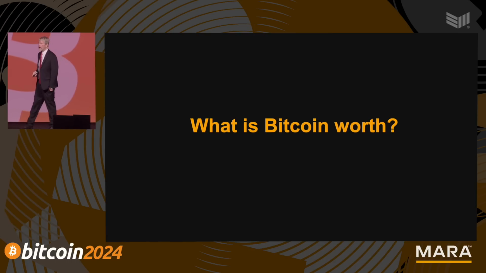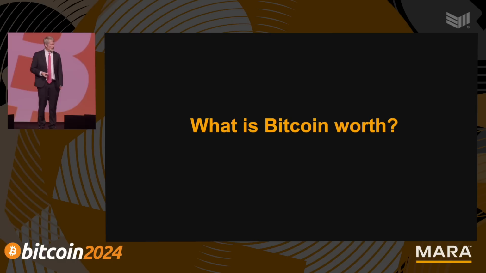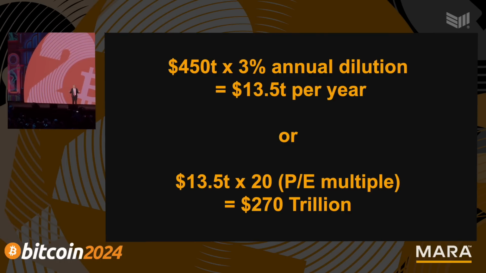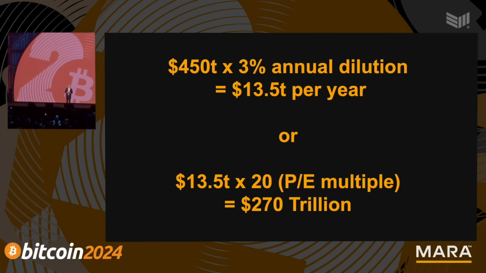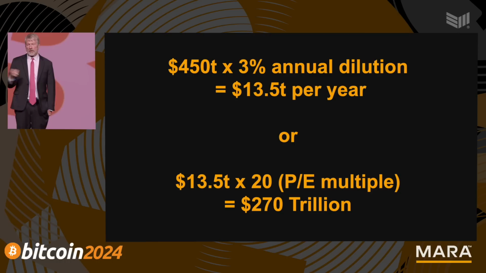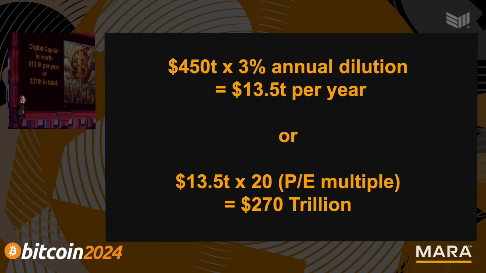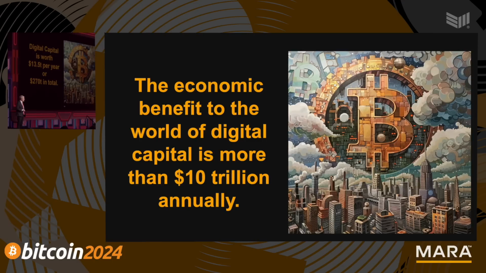How much is digital capital worth? Take the $450 trillion, multiply by 3%. That's your entropy cost or your inflation cost. It costs the world $13.5 billion a year to take all of those parade of horribles when they're trying to preserve their wealth. If you put a 20 P/E on it, like you'd value a company or a long-duration bond, that's worth $270 trillion. So digital capital is worth 10, 20, 15 trillion a year, and it's worth hundreds of trillions of dollars.